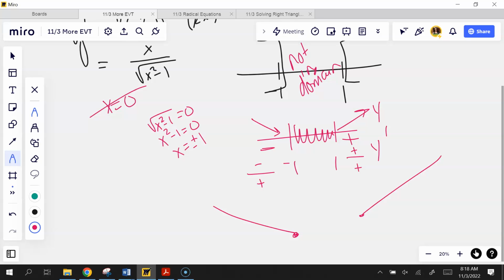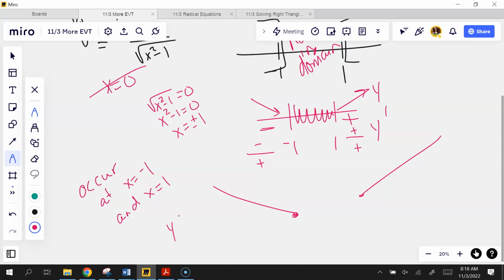So they asked me for the value. The value is the y, right? I know where they occur, at x equals -1 and x equals 1, but I need to know what those values are. So I need y of -1 and y of 1. Just plugging in: the square root of x squared minus 1, so 1 squared minus 1, I get 0. I get 0 here as well.